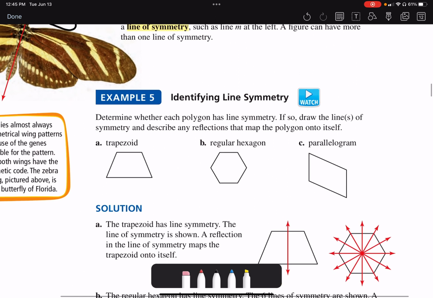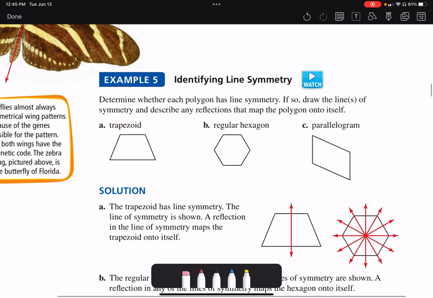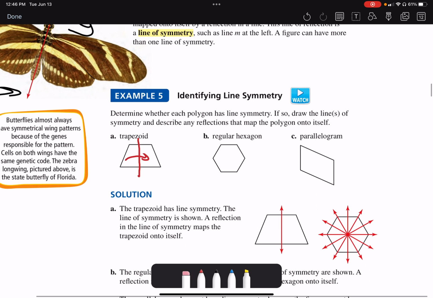So let's go to example 5. Determine whether each polygon has line symmetry. So draw the line of symmetry and describe any reflections that map the polygon onto itself. All right, let's look at A. Does letter A have line symmetry? Yes, right? Straight down the middle. If we drew that, that's our line of symmetry. We could fold it over itself. How many does it have? Well, it only has one line of symmetry, right? We can't flip it this way. That doesn't work.